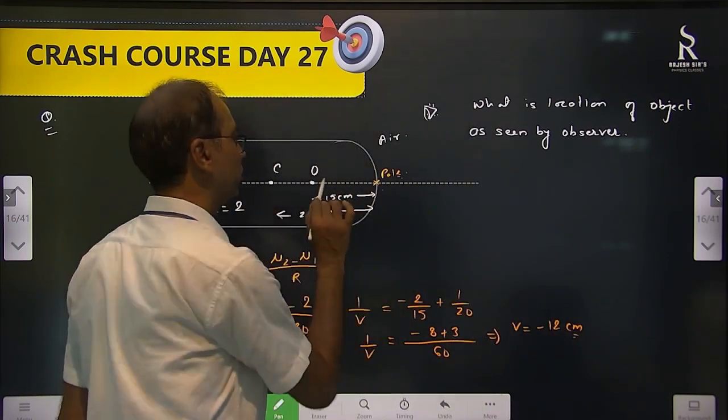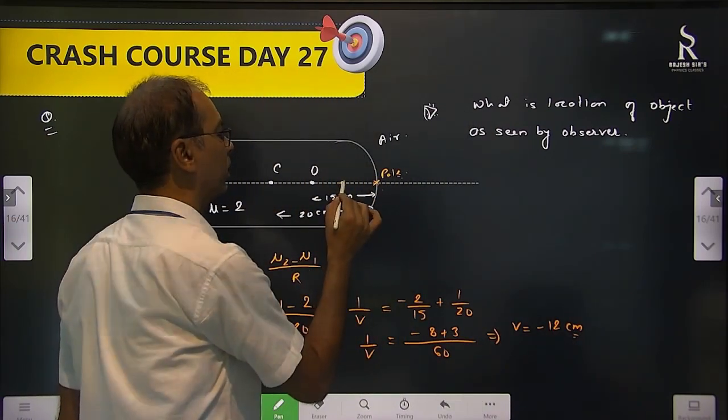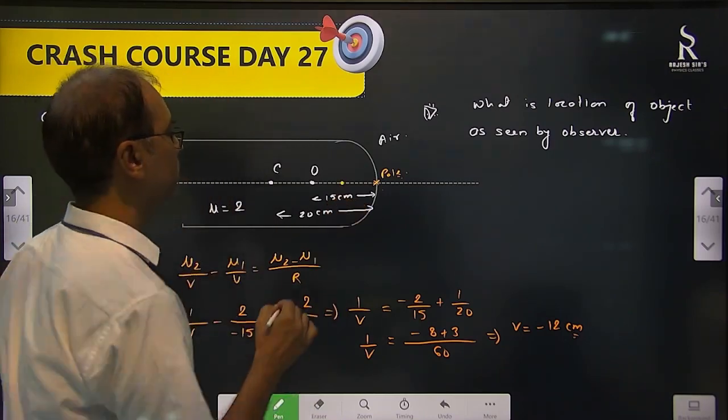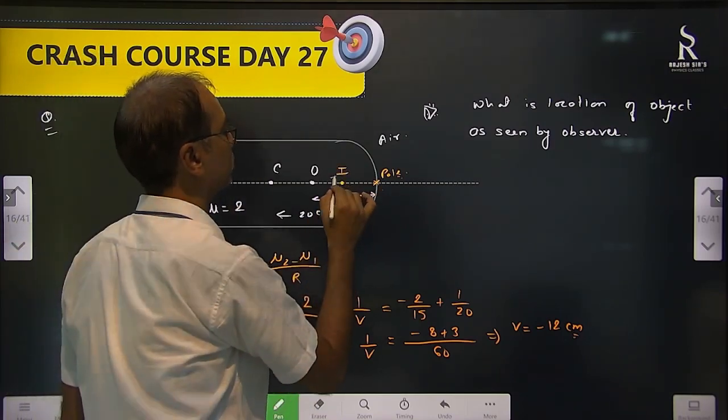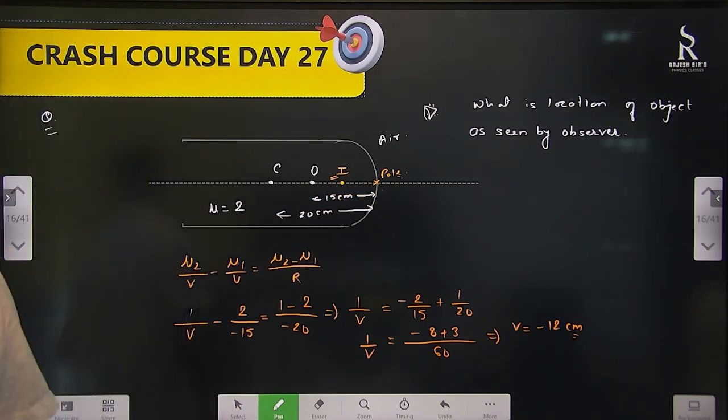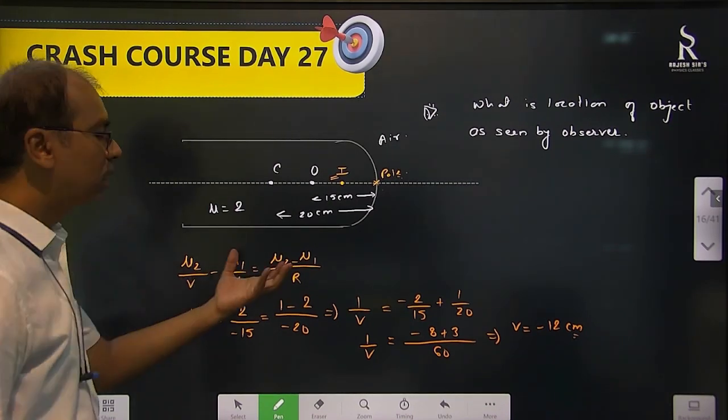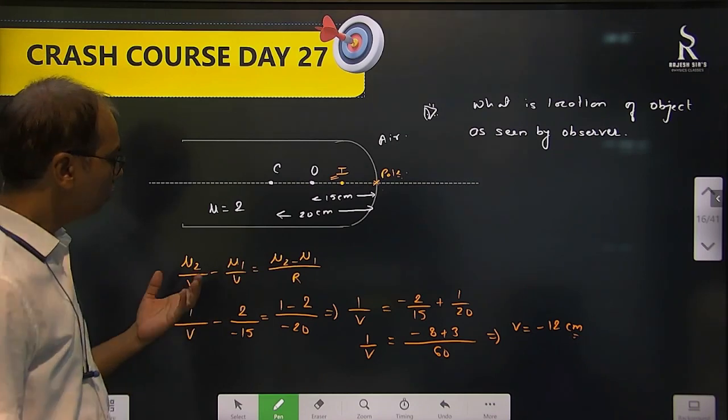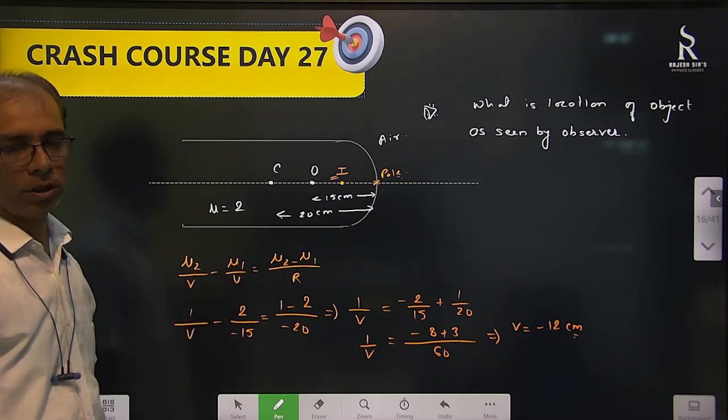That means on the left side. So somewhere here it will be coming, no, where it is coming, 12, yes. So this is the image. Image will be here. Okay. So this way we can find from the curved surface. With the curved surface formula, we can also calculate apparent position.